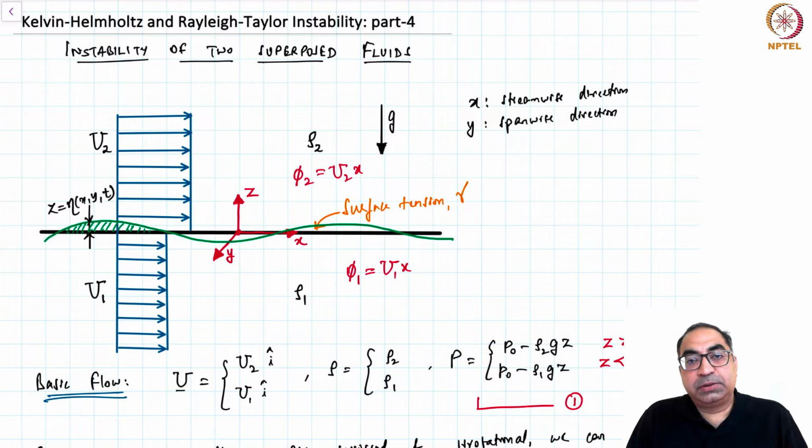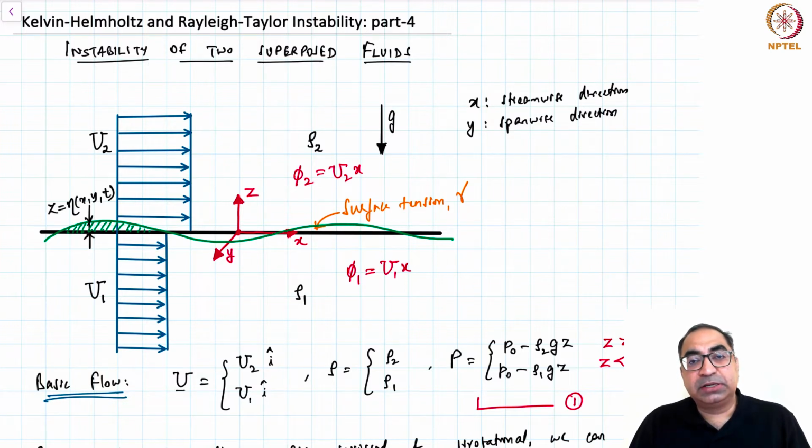We are now in part 4 of this discussion on the Kelvin-Helmholtz and the Rayleigh-Taylor instability. Let me first recap what we have done in the previous lectures. We are looking at stability of two superposed streams of fluid with different densities ρ1 and ρ2 and different velocities u1 and u2. These two streams meet at the interface z equal to 0, and at the interface we also have surface tension.